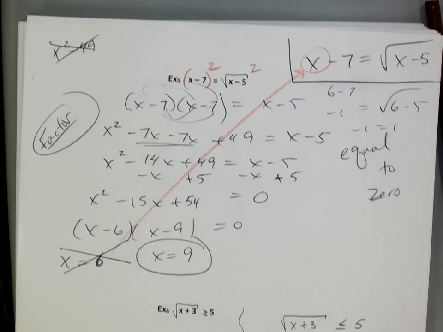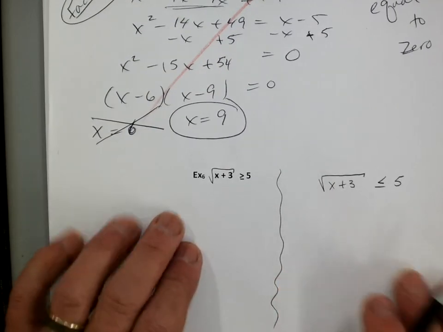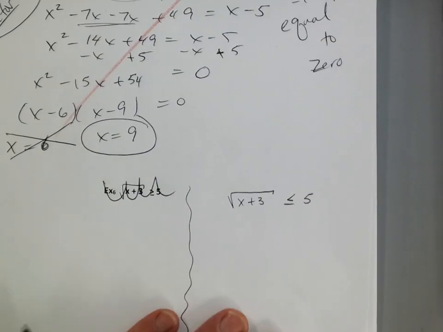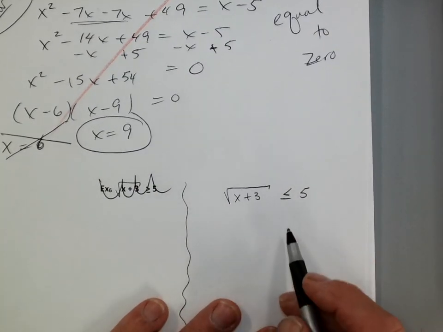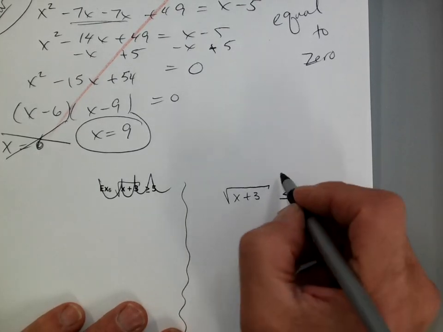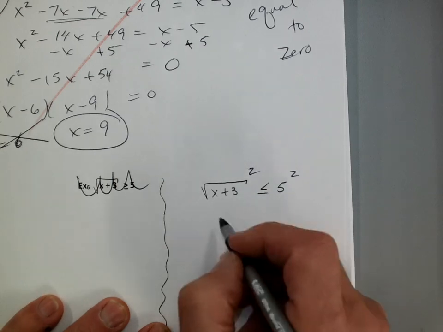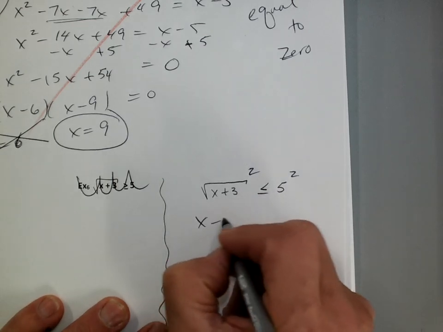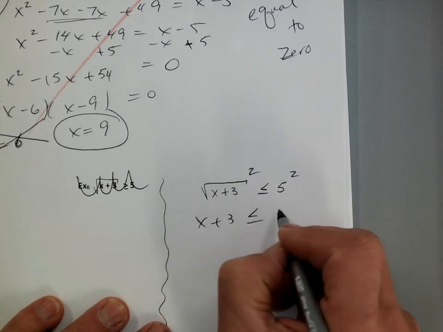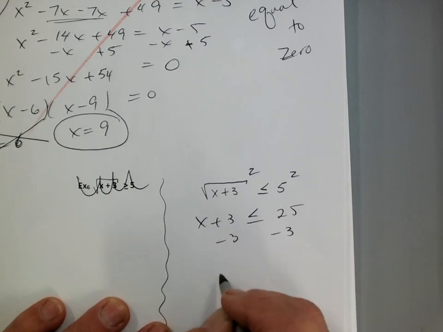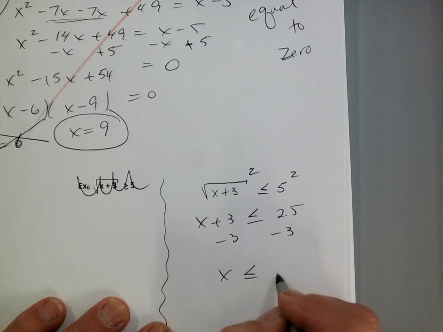Now, example. Let's actually, I want to do this one. This last example. Here's what I know. This x plus 3, let's solve, square it. We're going to get an x plus 3 squared is an x plus 3, has to be less than or equal to 25. Minus 3, minus 3. x is less than or equal to 22.